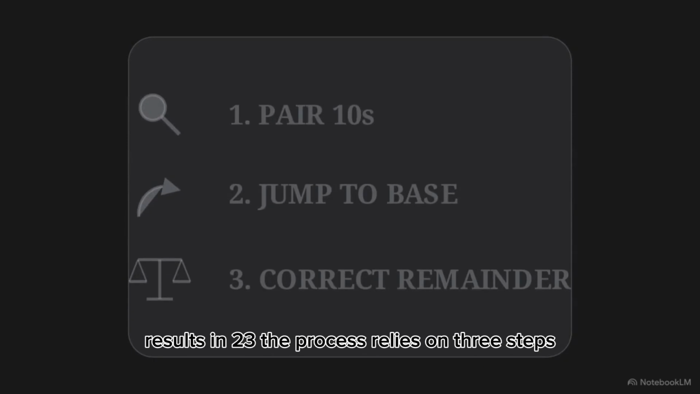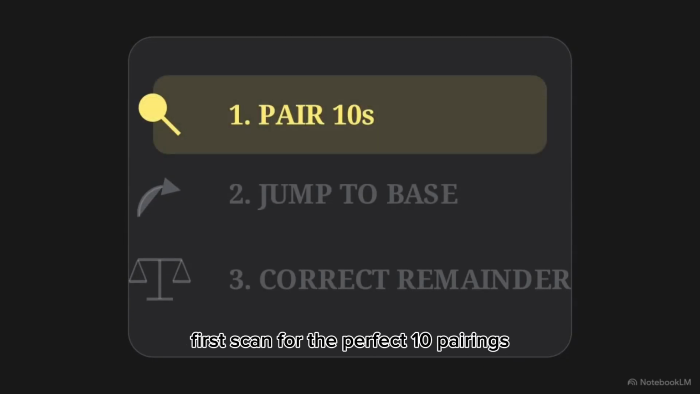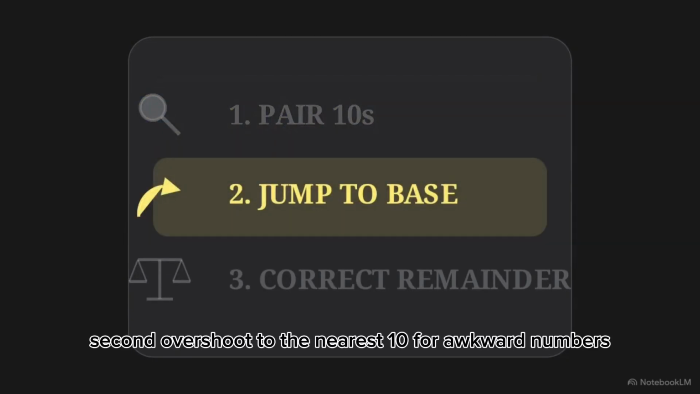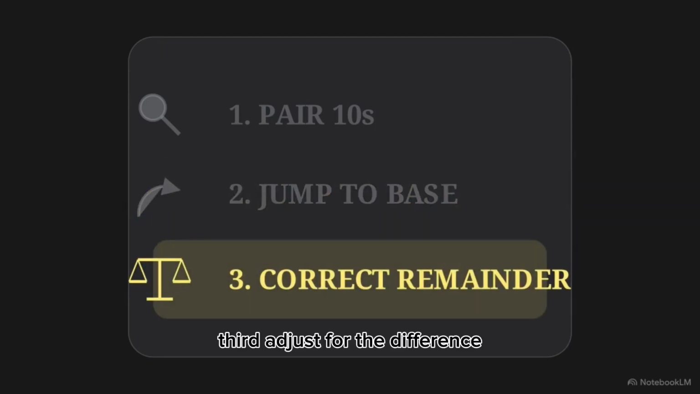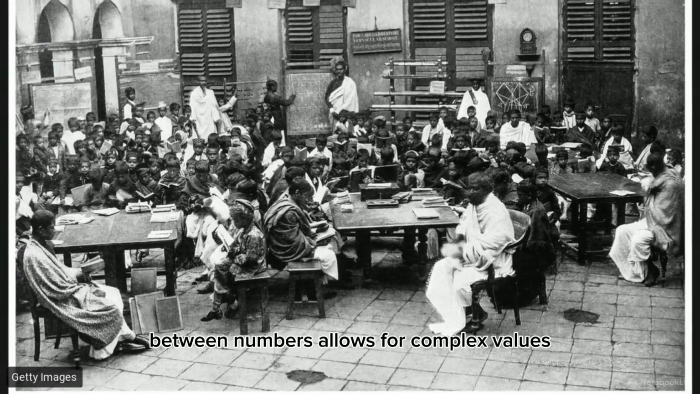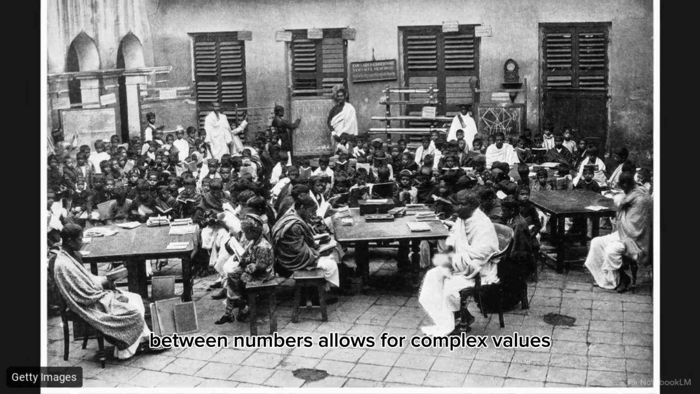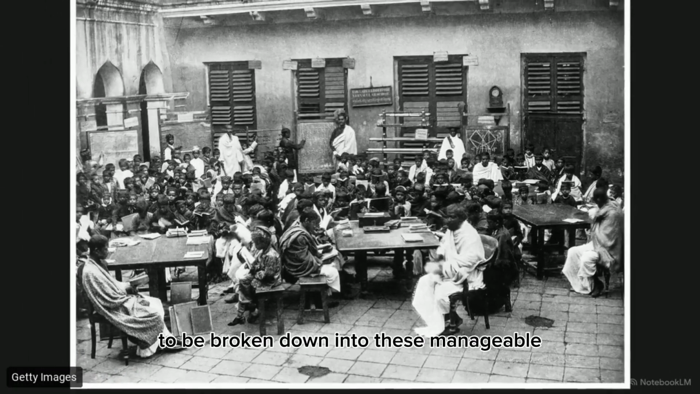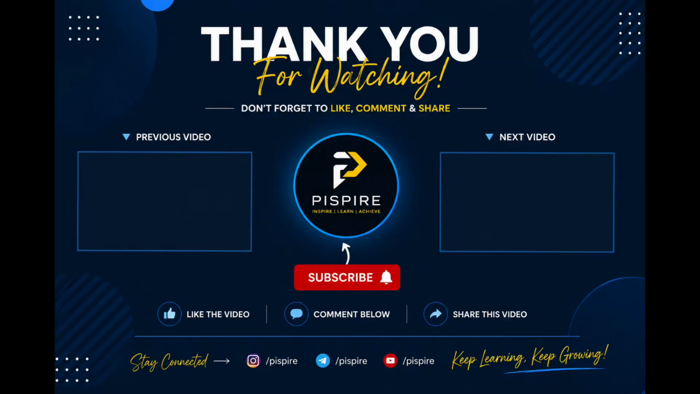The process relies on 3 steps. First, scan for the perfect 10 pairings. Second, overshoot to the nearest 10 for awkward numbers. Third, adjust for the difference. Recognizing these structural relationships between numbers allows complex values to be broken down into manageable, predictable patterns.